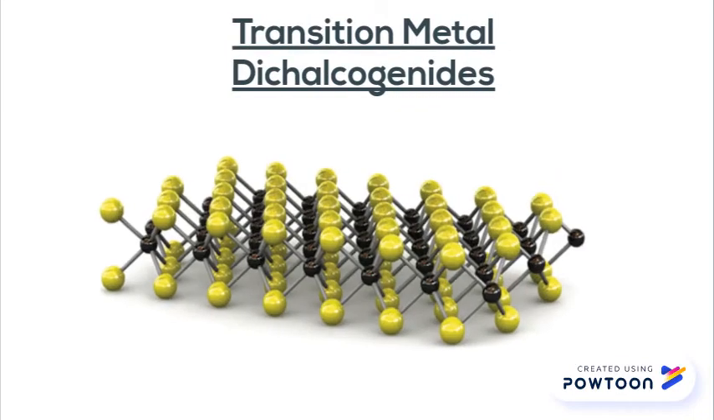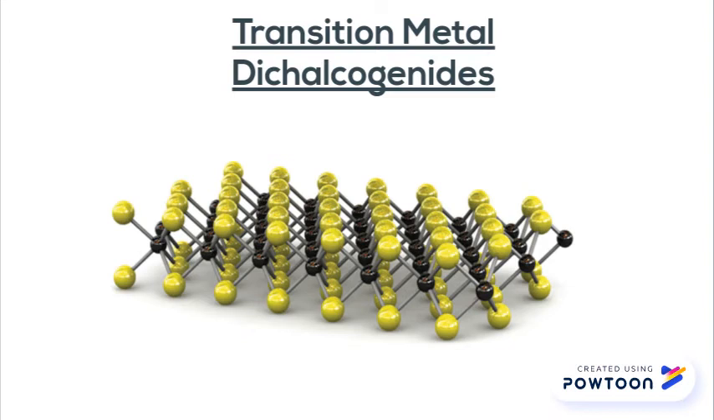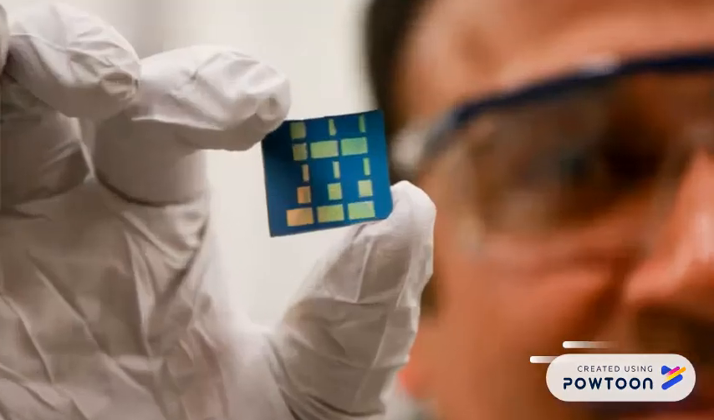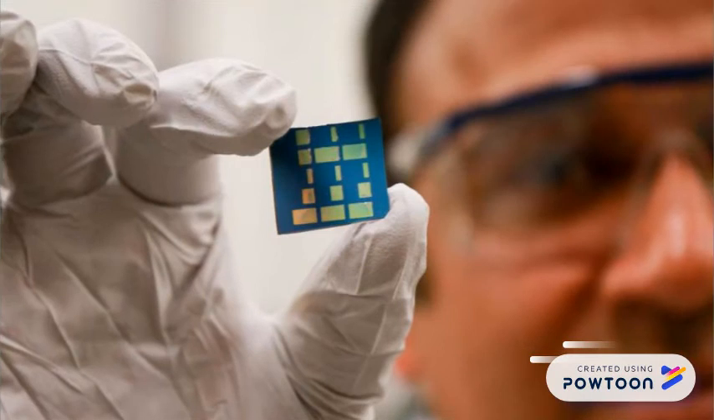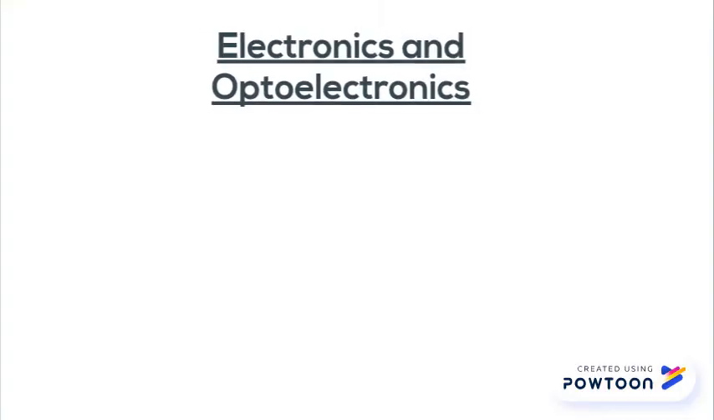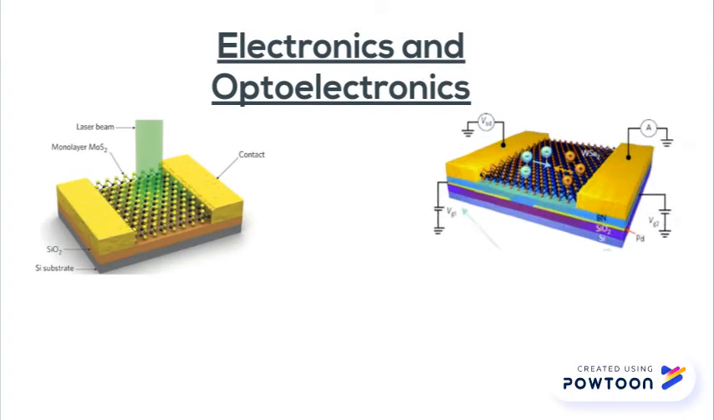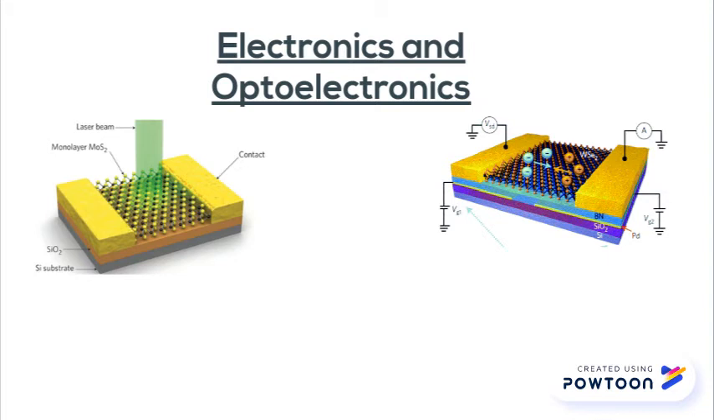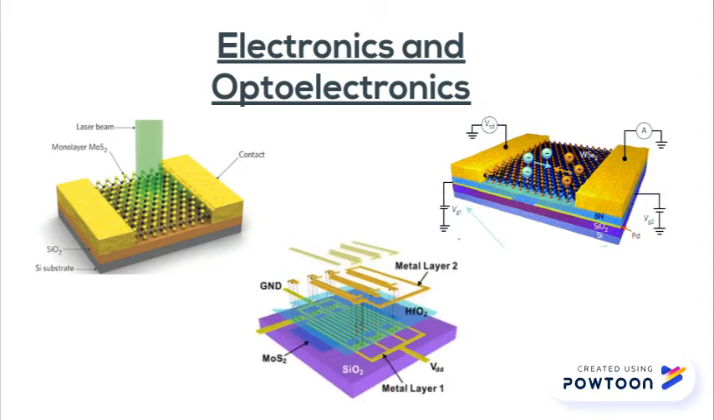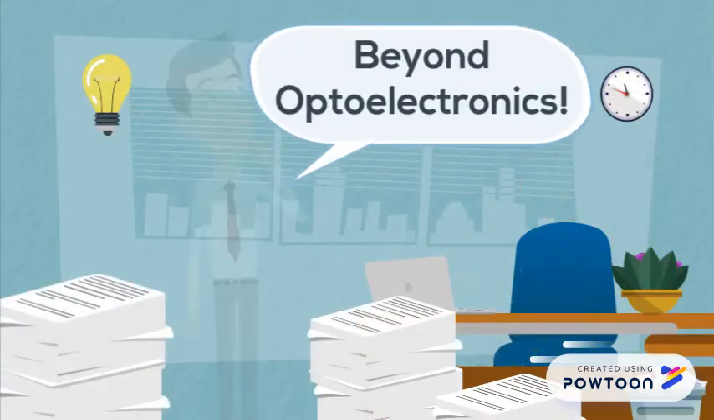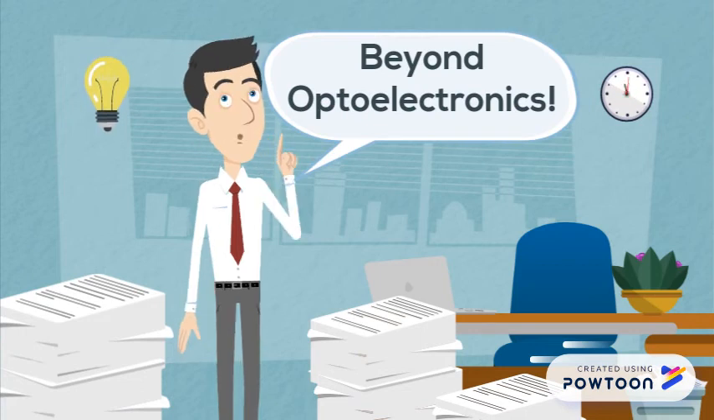Thankfully, other members of the 2D materials family like molybdenum disulfide and tungsten disulfide are direct bandgap semiconductors and can potentially replace conventional semiconductors, allowing for thinner, smarter devices. These materials have been used for making photodetectors, atomically thin p-n junction diodes, and even integrated circuits. But can these materials be used for applications beyond electronics?